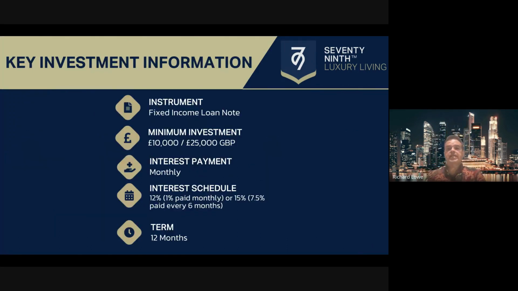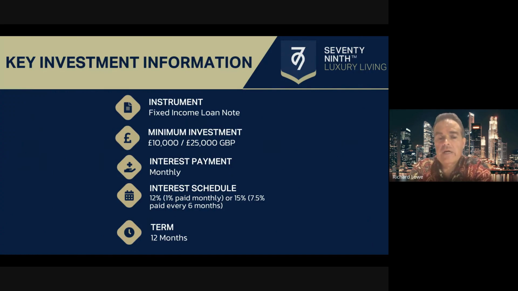So this is the basic structure of a property bond. It's a fixed income loan note. This is often used in the UK for a property bond. So this is fixed income. You get exactly what it says on the tin. The minimum investment, depending on which property bond you go into, one of them is at £10,000 minimum entry level, the other is at £25,000.